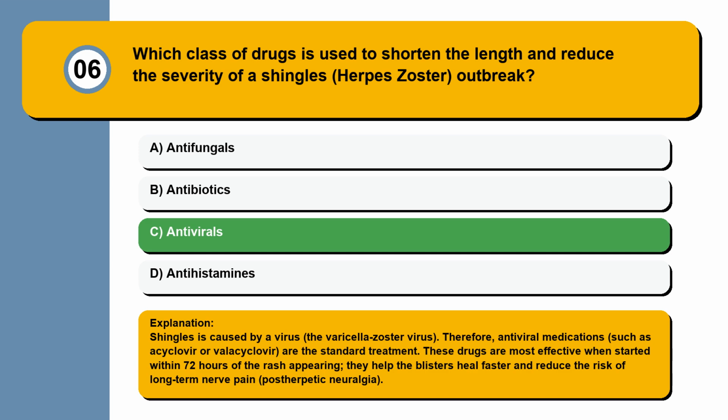Shingles is caused by a virus, the varicella zoster virus. Therefore, antiviral medications, such as acyclovir or valacyclovir, are the standard treatment. These drugs are most effective when started within 72 hours of the rash appearing. They help the blisters heal faster and reduce the risk of long-term nerve pain, postherpetic neuralgia.